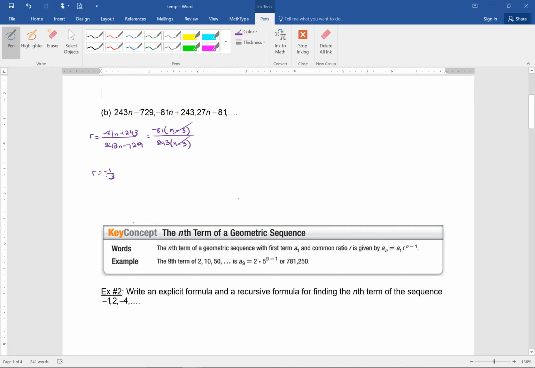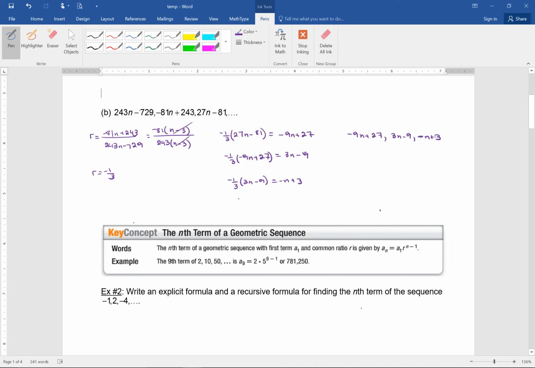Now, to find the next terms, you just have to multiply each term by negative 1 over 3. In the first case, I get negative 9n plus 27. Now I multiply that by negative a third. That gives me 3n minus 9. I multiply that by negative a third, and I get negative n plus 3. So those are my 3 terms.